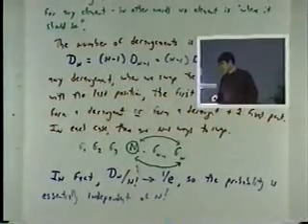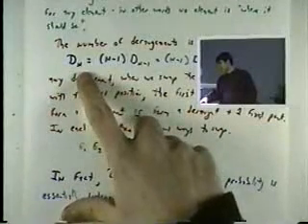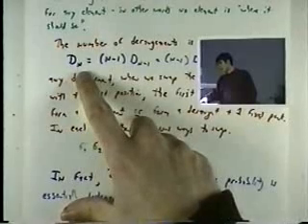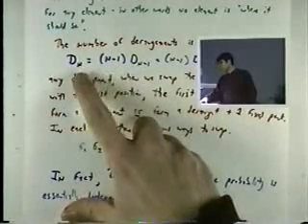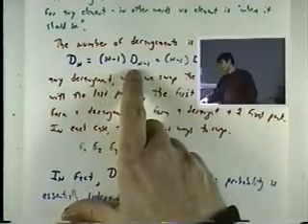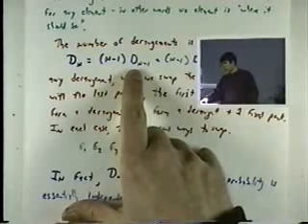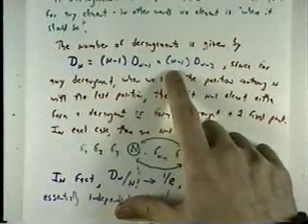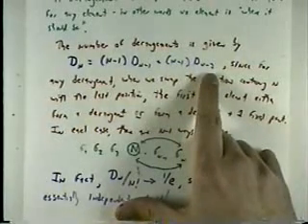Here I claim is a recurrence relation to count the number of derangements, and it's kind of an interesting recurrence relation. The claim is that d sub n, the number of derangements on n elements, is n minus 1 times the number of derangements on n minus 1 elements, plus n minus 1 times the number of derangements on n minus 2 elements.